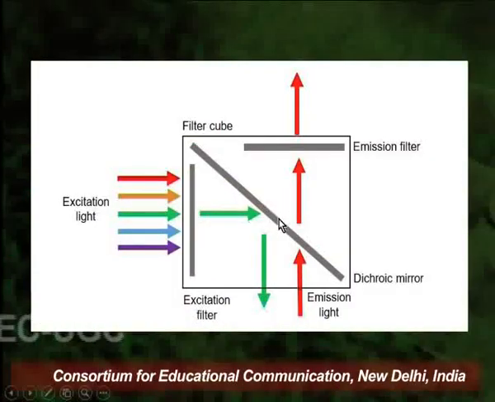This emission filter allows only the emission light to pass through it, and the object is seen in a dark background, and the object is seen only because of the stained fluorophore. So that's the basic pathway of light across the filter cube.